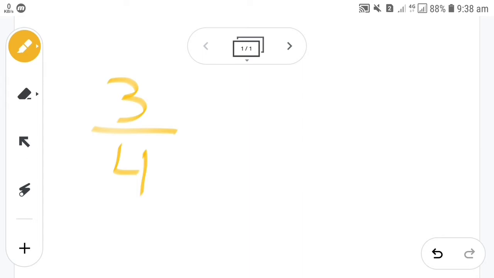If numerator is smaller than denominator, then this type of fraction is called proper fraction. So 3 over 4 is proper fraction, and if numerator is greater than denominator, then this fraction will be called improper fraction. So 3 by 4 is proper fraction and 4 by 3 is improper fraction.